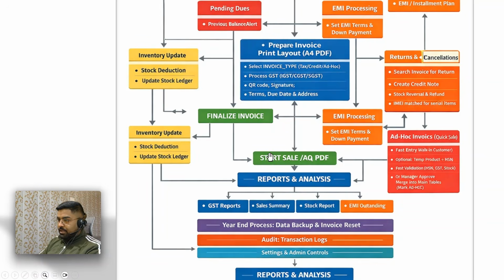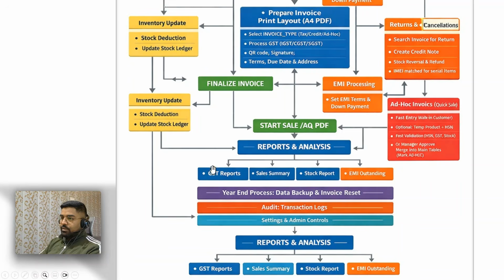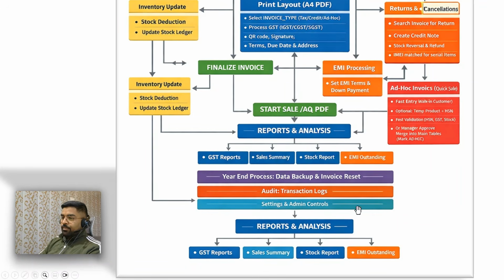So what here you can see. Then we have start sales PDF report. So this is a main important part, which we can say over here is GST reports, sales summary, stock report, EMI outstanding. So everything should be in report format, and the cashier will be able to understand it well. And year end processing, audit, setting up admin and control. So all of these things are very important, and I told you again and again, and I will repeat it again.